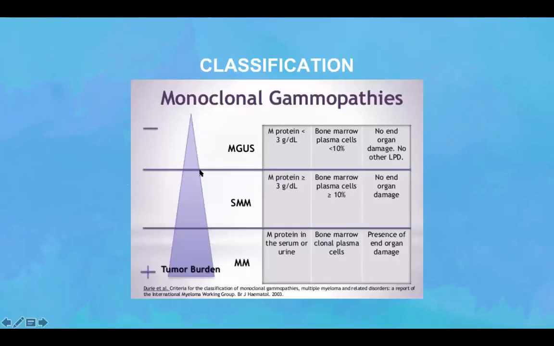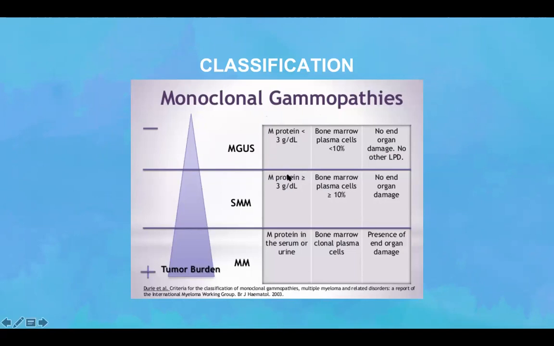So here we are going to find the 3 diseases that I was talking about. The one that we're going to discuss more today is MGUS. We are talking about MGUS when the M protein level is less than 3 grams per deciliter, the bone marrow has less than 30% plasma cells, and we don't have any end organ damage.